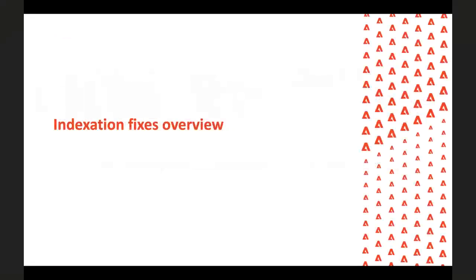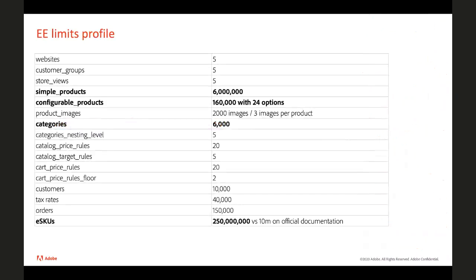And the next part. What's happening with indexation? How do we support it from the index side? This is the profile that we used. It's in the enterprise edition. And you can see that we generated 6 million simple products, 160,000 configurable products, 6,000 categories. So in total, it is 250 million effective SKUs on our account.